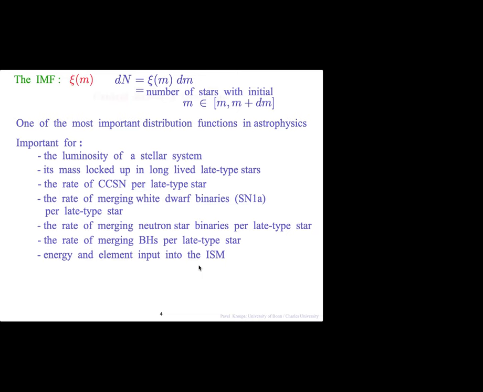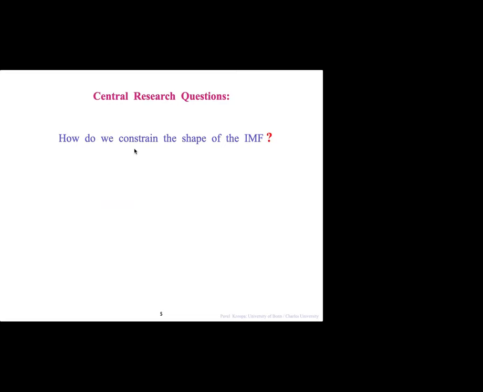And central research questions are, first of all, how does one even constrain the shape of this distribution function? Because we cannot measure the masses of the stars on the sky, and so that is not a trivial problem. And then an even less trivial problem is, once we do constrain the shape of the IMF, does that shape vary with formation conditions of the stars? So was this distribution function similar to what we observe in the Milky Way today at high redshift or not?